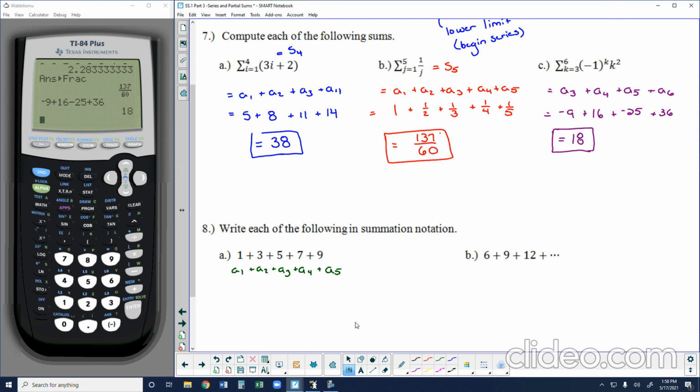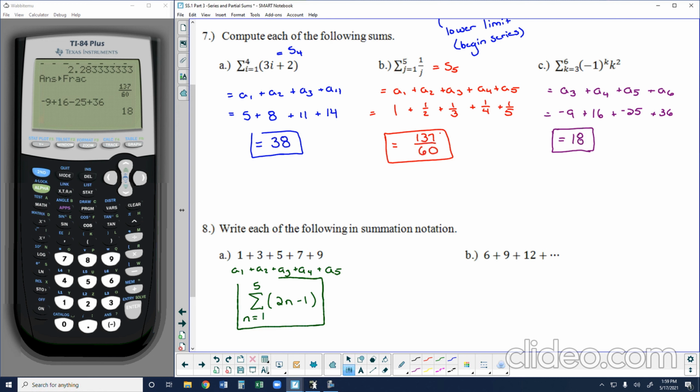You may remember this from Algebra 1, but the odd numbers can be found by taking 2n minus 1. Remember, 2 times anything would give you an even number. And then if you subtract 1, that gives you an odd number. So this is going to be a summation of the element 2n minus 1. Now, where do we start? We let n be our variable, and we start at a sub 1, so we start at n equals 1, and we end at 5, the fifth term.